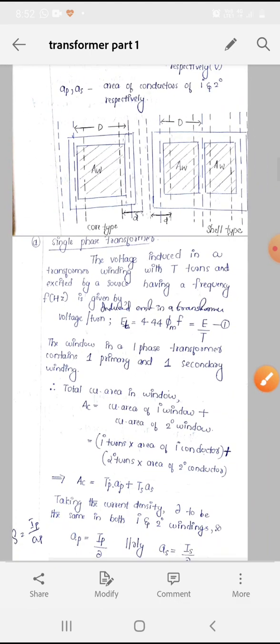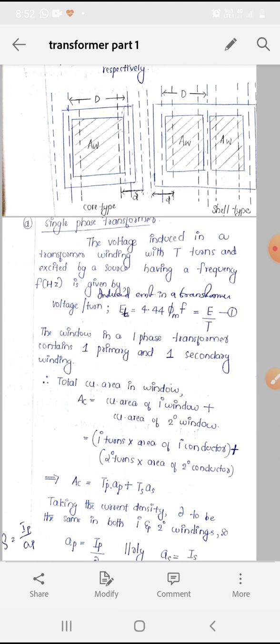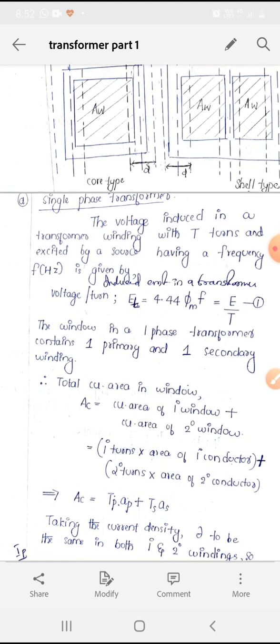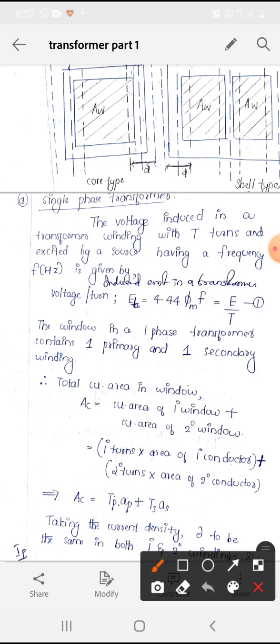Moving on to the derivations. First is single phase transformer. So first we need to know the voltage per turn equation or the EMF induced in a transformer. That is Et is equal to 4.44 phi m f. That is equal to what? Voltage per turn. That is E by capital T, equation number 1. So induced EMF in a transformer is Et is equal to 4.44 phi m f. That is also equal to voltage per turn. So it is given as capital E by T.